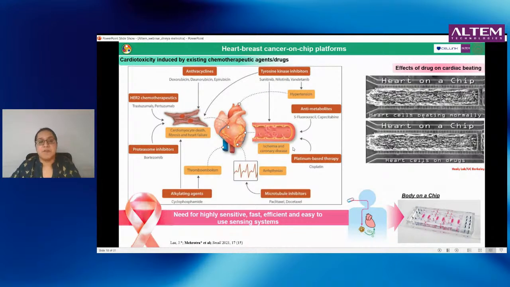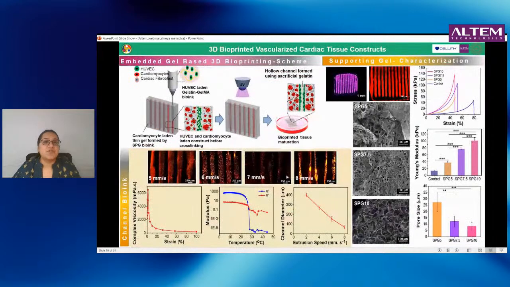So therefore, these kinds of platforms are better in terms of mapping the cardiotoxicity that is related to the drugs that are coming out, as well as for the drugs that are available in the market. So in this respect, we have first tried to develop vascularized cardiac tissue, and we used a different kind of technique, that is an embedded gel based technique.